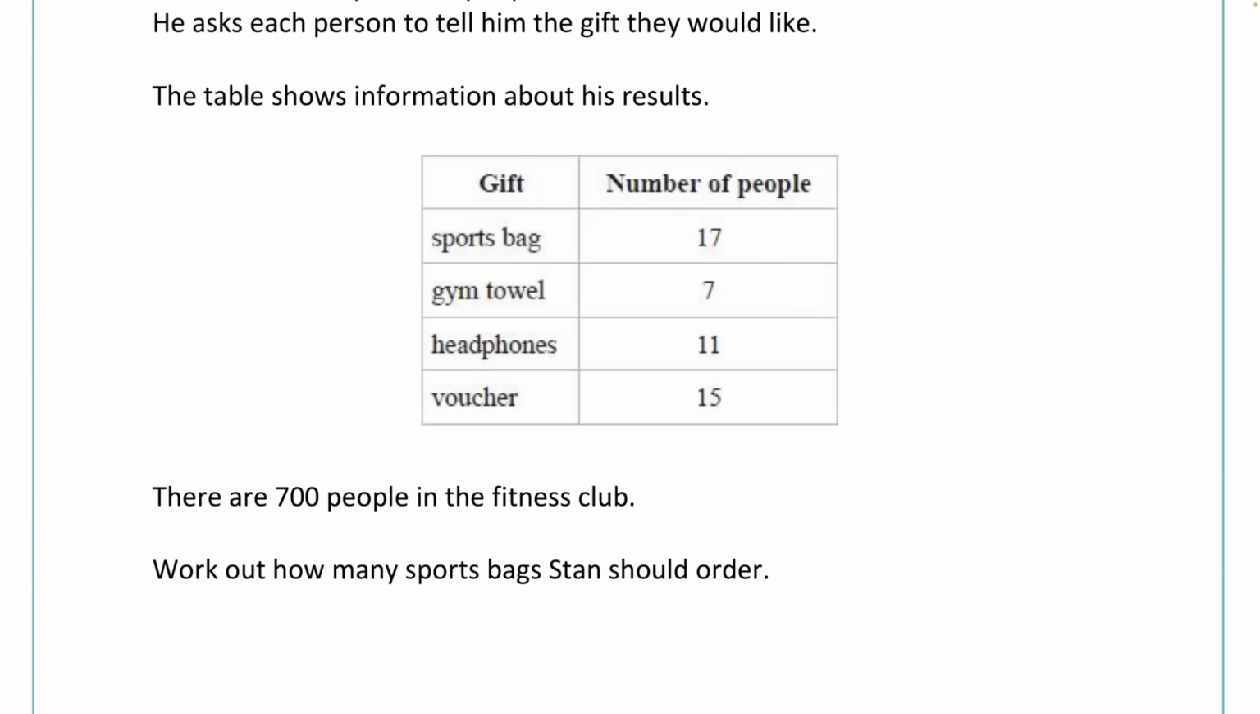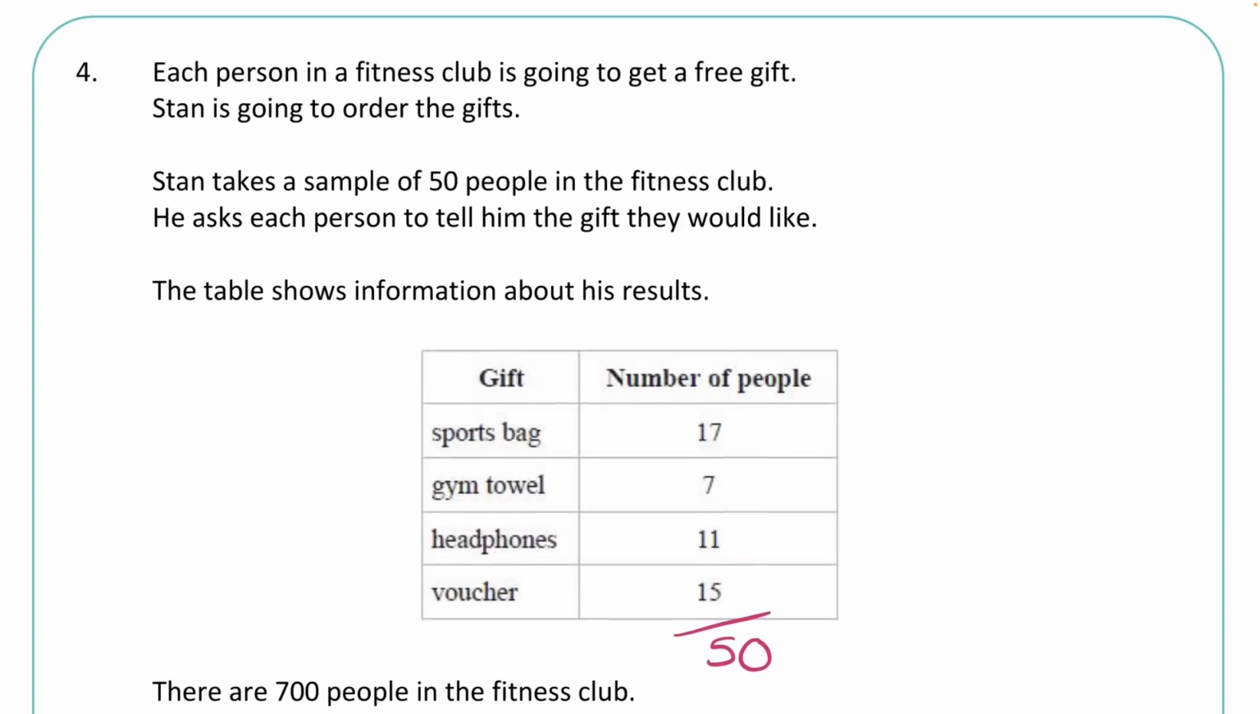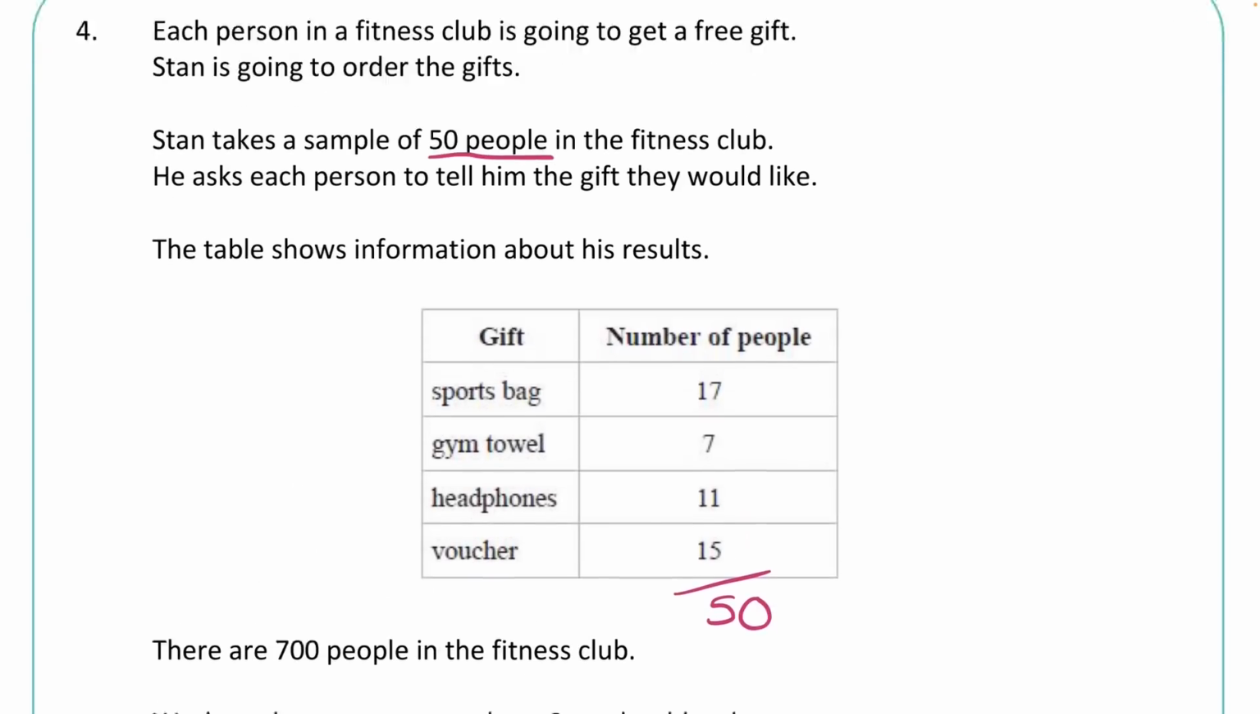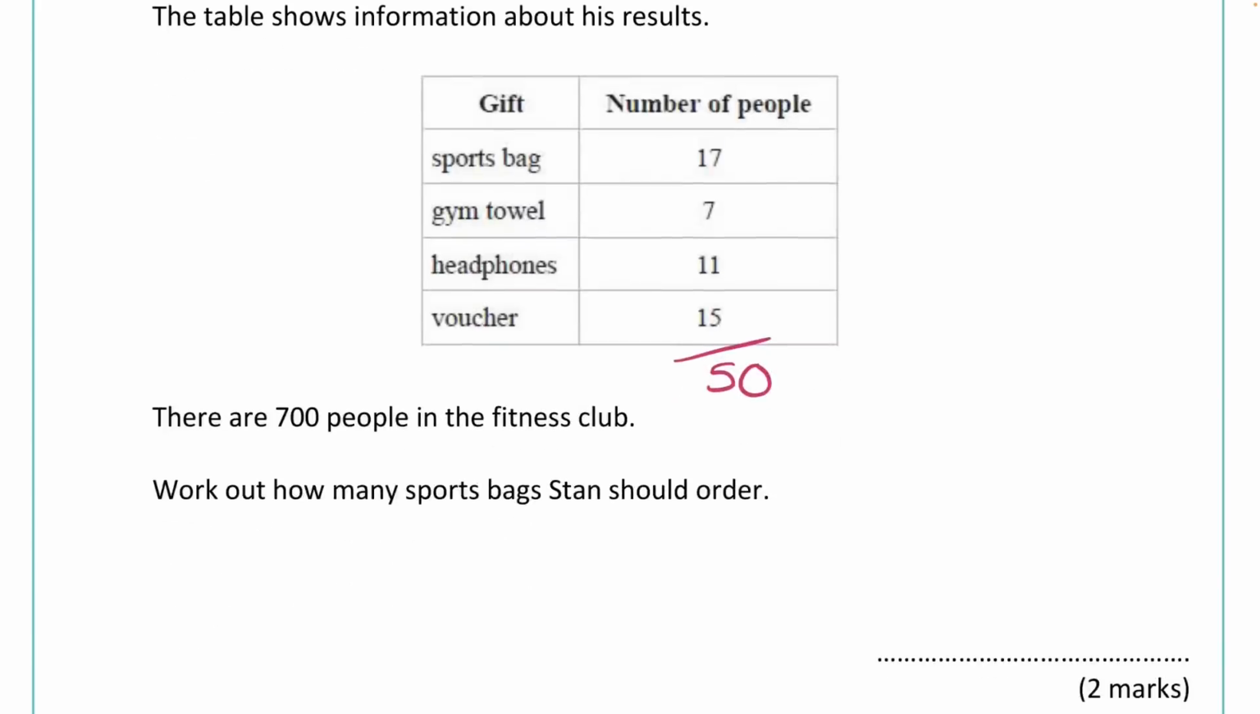Now, there are 2 different ways of doing this, but essentially we know that there are 50 people in total in the sample. It tells us that in the question, just here. However, of course, if it doesn't, we can add it up from the table there. Now, we essentially want to know how many we're going to need for 700 people. Now, we can find that out relatively easily by just thinking about what we need to multiply to get from 50 to 700. Of course, you have a calculator, so we can do 700 divided by 50, and you can type that in on your calculator, and we get the answer 14.